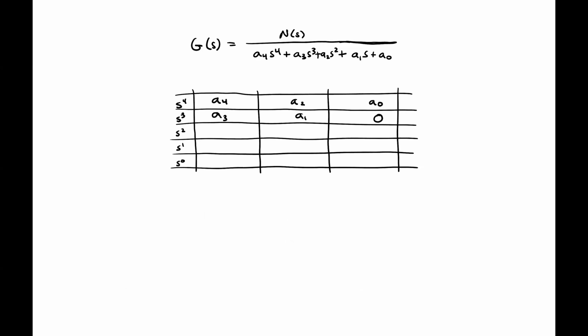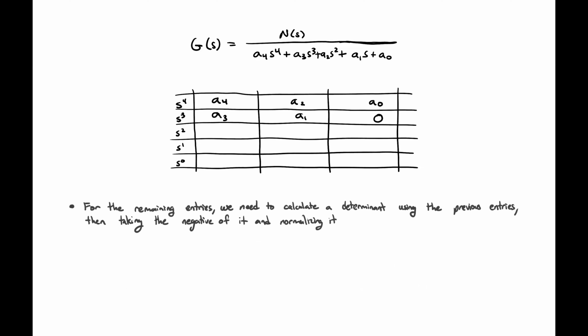After that, we need to fill out the rest of the rows, right? So the remaining entries, we need to calculate a determinant using the previous entries, then taking the negative of it and normalizing it. Let's go through an example to see what that actually means here. So let's say that first entry there is B1. That's going to be the constant, and it's going to depend on everything that showed up above it.